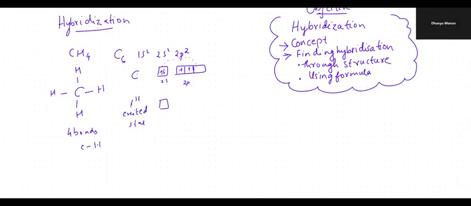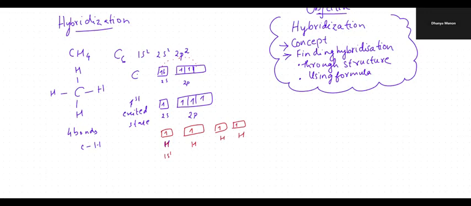So in the first excited state, I have 2s, I have 2p, each having 1 electron. So there are 4 unpaired electrons. So now carbon is ready to form bonds with the 4 hydrogens. How many hydrogens are there? 4 of them. And each hydrogen, what is the configuration? 1s1. So there are 4 of them: 1, 2, 3, 4. Second hydrogen, third hydrogen, and fourth hydrogen. Right. So what would happen?